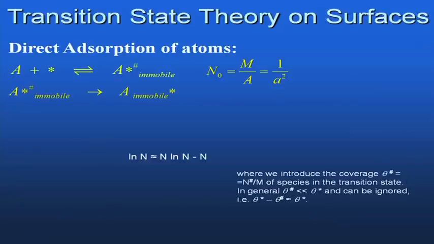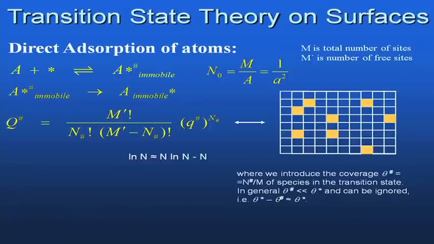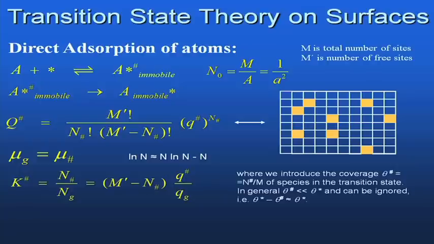So, direct adsorption, now the mechanism goes like this. You see that A first gets immobilized, producing a transition state of this type, and then this gets activated and gives rise to A immobilized star. But N0 is equal to m by A, where it goes as 1 by A square.